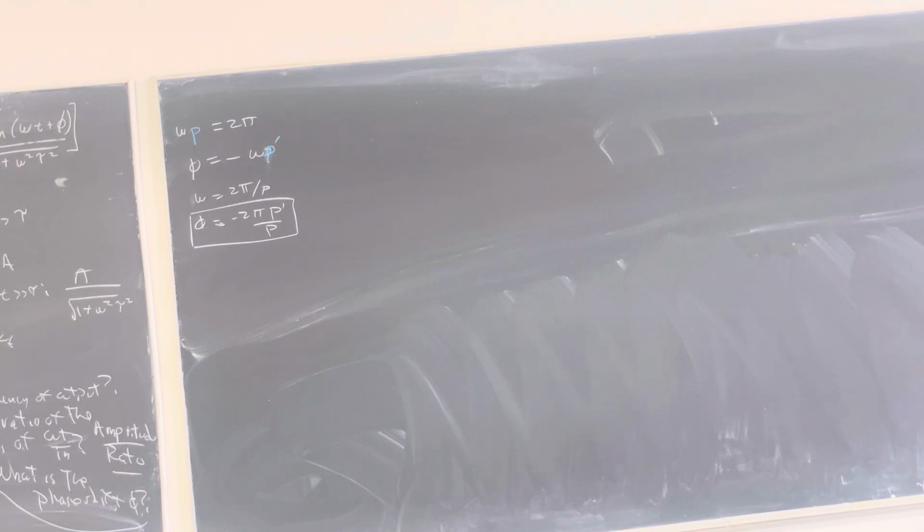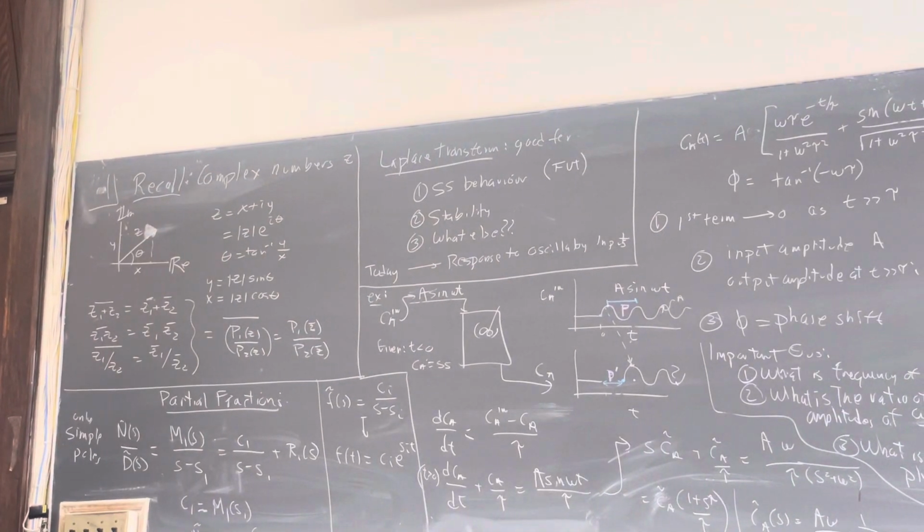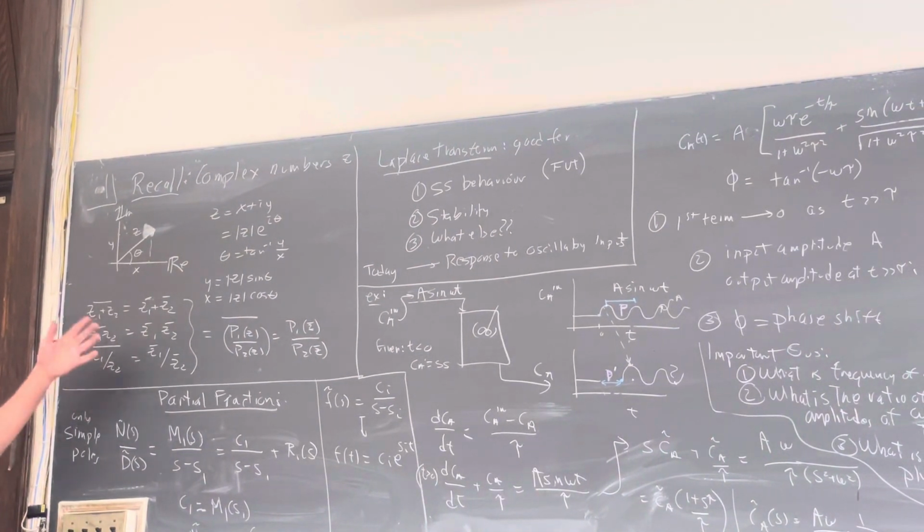I also showed in class that if I have two complex numbers and I add them, the complex conjugate of the sum is the sum of the complex conjugates. Similarly, the complex conjugate of the product is the product of the complex conjugates. And the complex conjugate of the ratio is the ratio of the complex conjugates. I showed this in class. I should have given it for homework, but it was just a matter of writing everything out and doing the algebra.